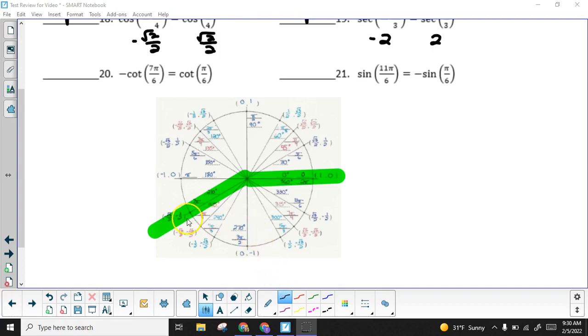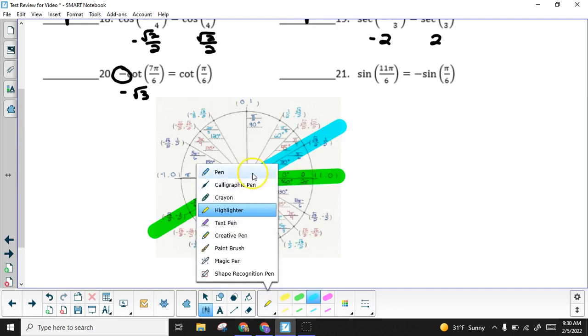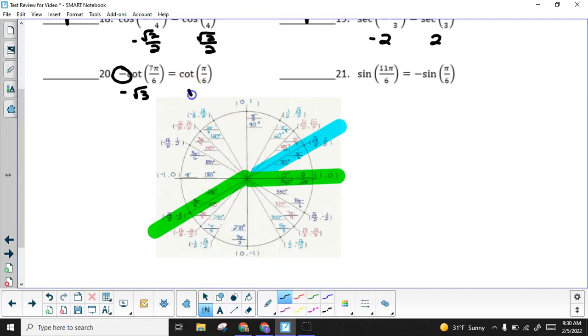On this one, the cotangent of 7 pi over 6, we're going to have a negative divided by a negative, so that's going to give us a value of positive square root of 3. But then this is saying let's take the opposite sign of that, so my left side is negative square root of 3. On the right, we have the cotangent of pi over 6, and pi over 6 is in our first quadrant. X and y are both positive, everything is positive, so our cotangent is going to be a positive square root of 3. So on the left, we're looking at negative square root of 3, and on the right, positive square root of 3. They are not the same, so number 20 is false.